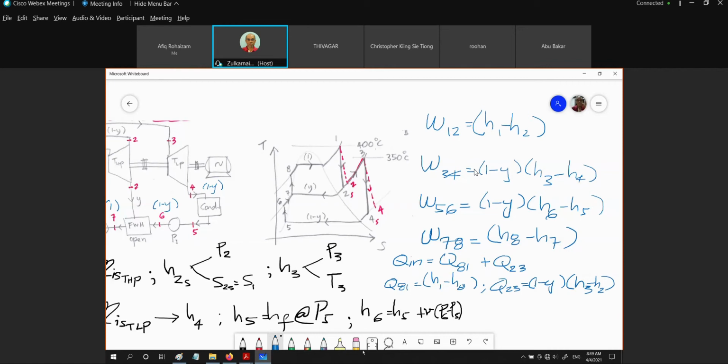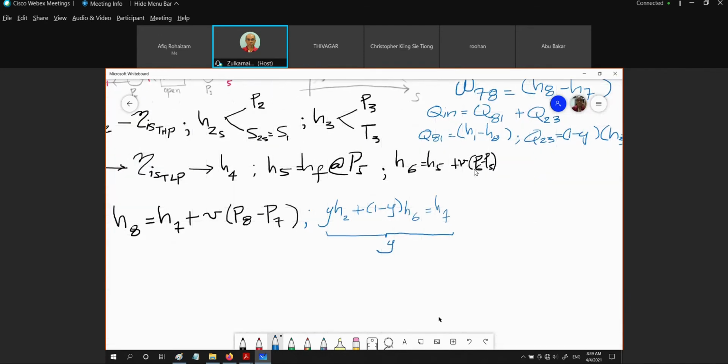The W net is W12 plus W34 minus W56 minus W78. That is W net. And then after that, we get the thermal efficiency, which is W net divided by Q in. And then we get the SSC. The SSC is 3600 divided by W net. Okay, that is our interest parameter.